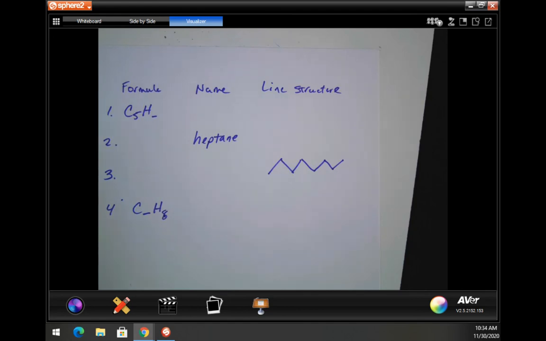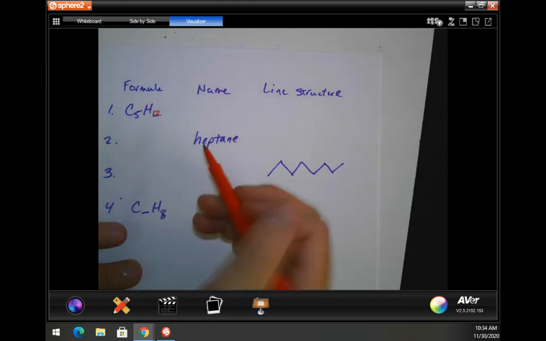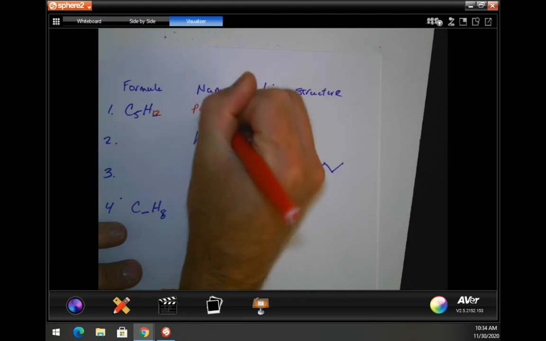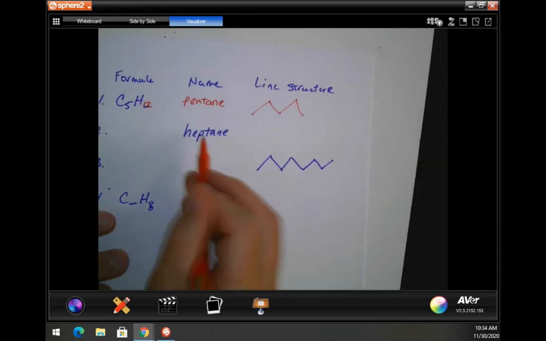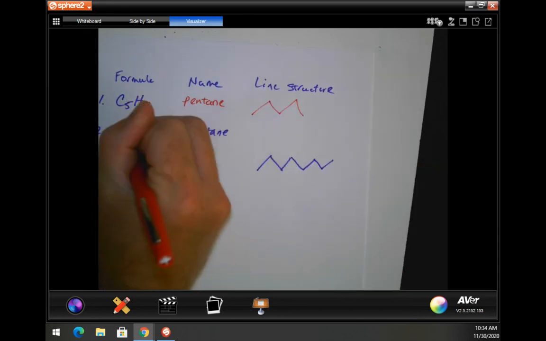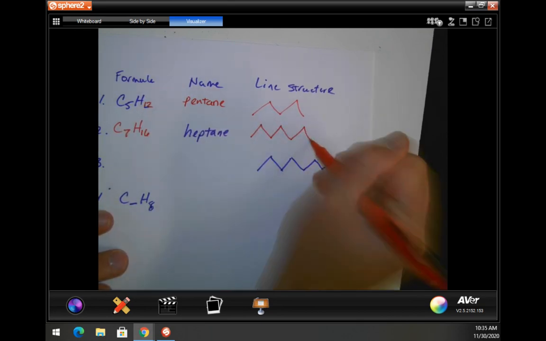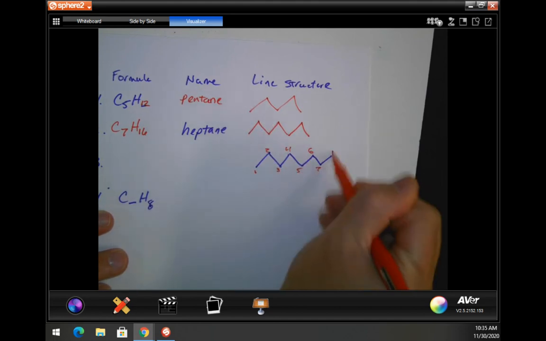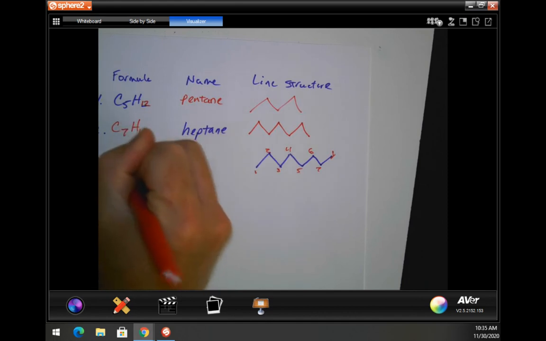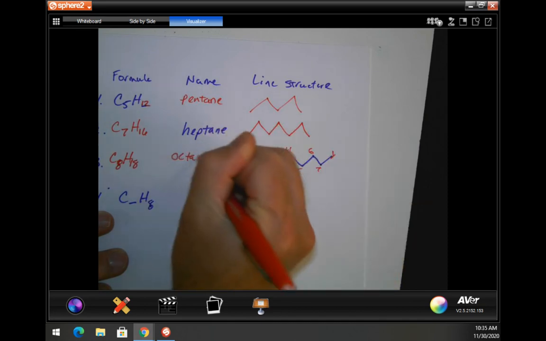Okay, so let's take a look at these. This one shouldn't have been that hard. Just figure out that the formula is going to be C5H12, and the name is going to be pentane. Then your line structure is 1, 2, 3, 4, 5. Heptane is going to be 7, so that's going to be 16, and that's 1, 2, 3, 4, 5, 6, 7. And then count them: 1, 2, 3, 4, 5, 6, 7, 8. C8, how about an 8? H18. And that's going to be octane.